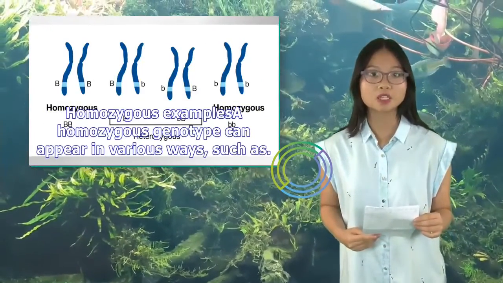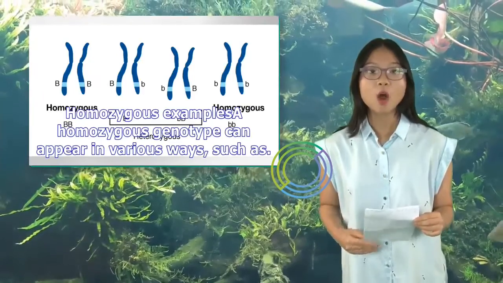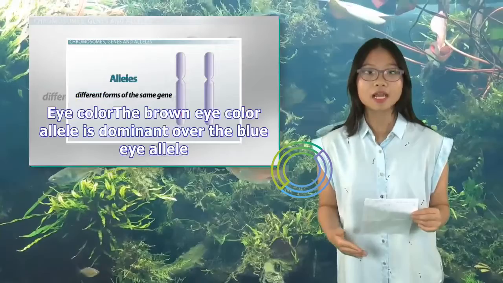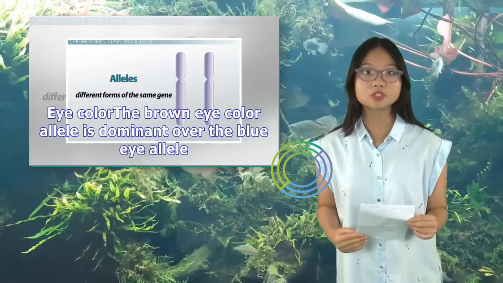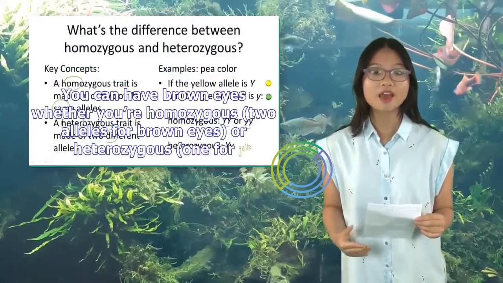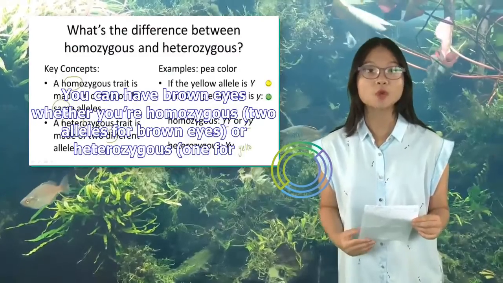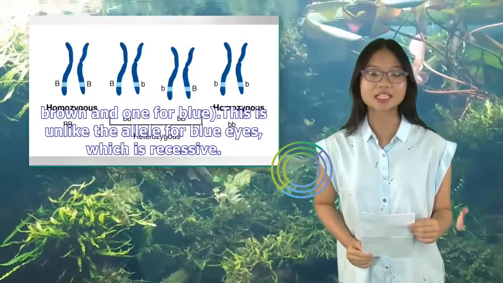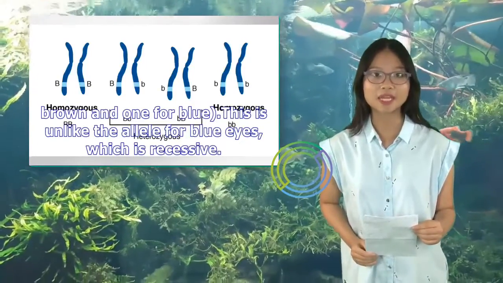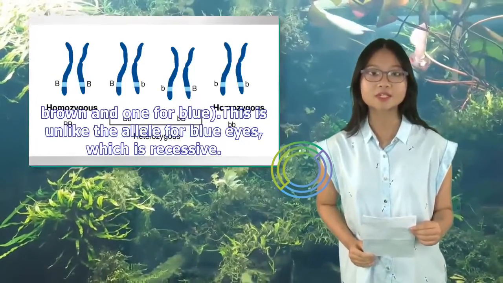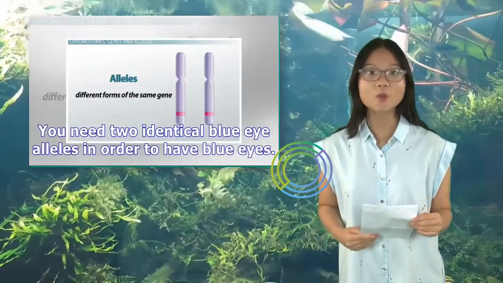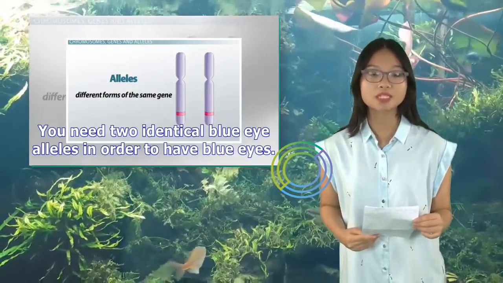Homozygous examples. A homozygous genotype can appear in various ways, such as eye color. The brown eye color allele is dominant over the blue eye allele. You can have brown eyes whether you're homozygous, 2 alleles for brown eyes, or heterozygous, 1 for brown and 1 for blue. This is unlike the allele for blue eyes, which is recessive. You need 2 identical blue eye alleles in order to have blue eyes.